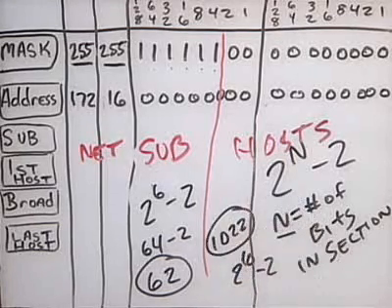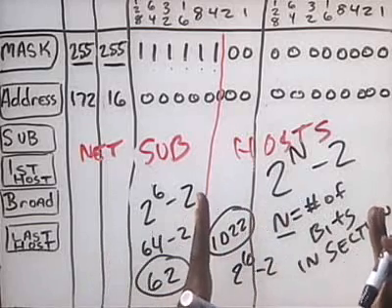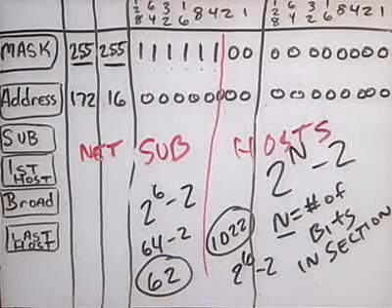So we have 62 subnets and 1022 hosts per subnet. So that's an example of that first scenario. Given a network address and a subnet mask, how many subnets can we come up with and how many hosts per subnet?